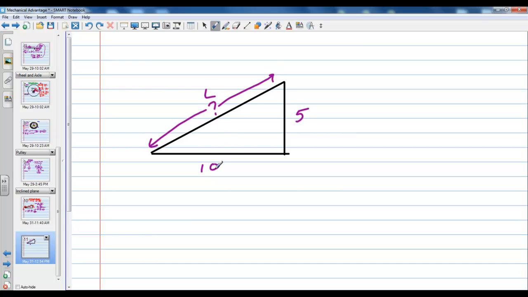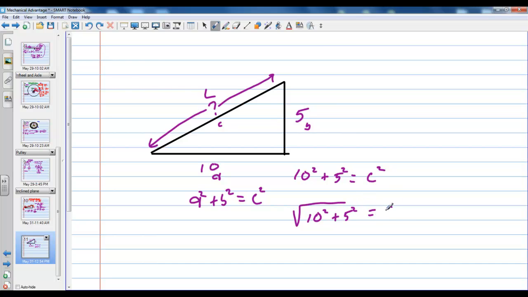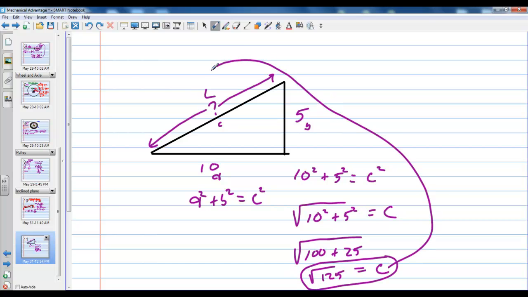If we don't know that, we can use Pythagorean's theorem to solve it. Pythagorean's theorem is a squared plus b squared equals c squared. If this is a, this is b, and this is c, I can say that 10 squared plus 5 squared is equal to c squared. So the square root of 10 squared plus 5 squared is equal to c. The square root of 10 times 10 is 100, plus 5 times 5 is 25, so the square root of 125 is equal to c. Once I know c, I can plug it in there, which gives me my length, and then it's a matter of measuring everything else.